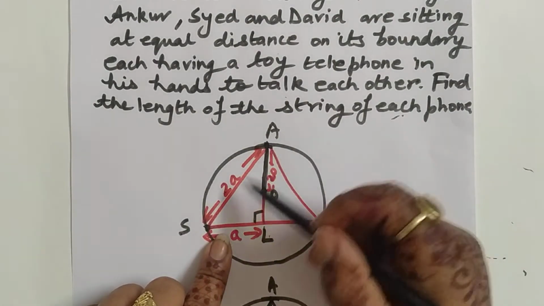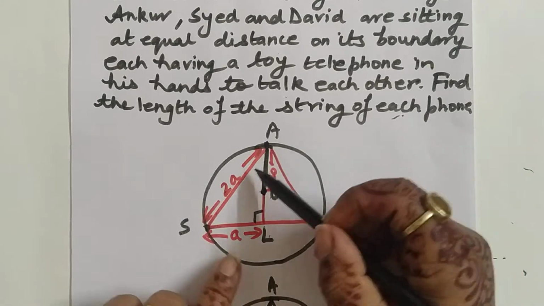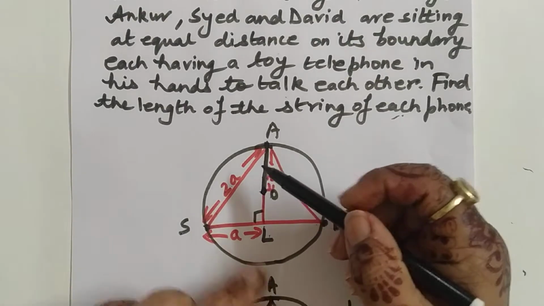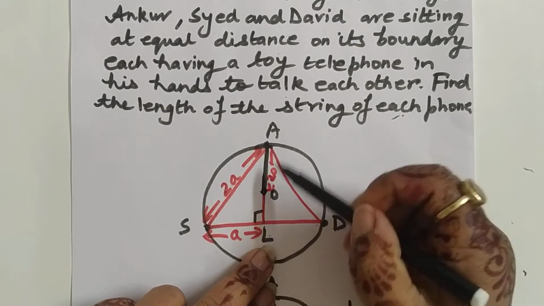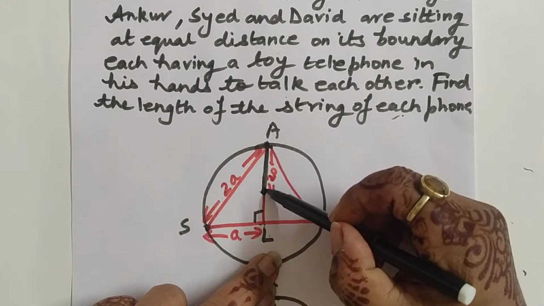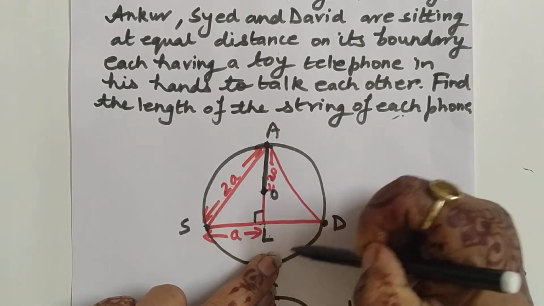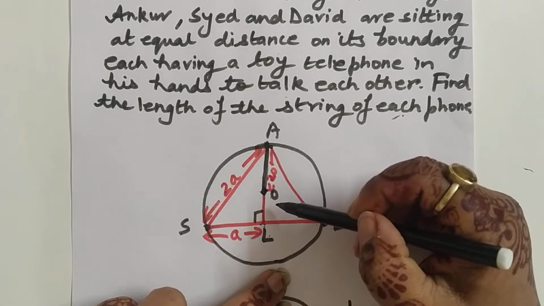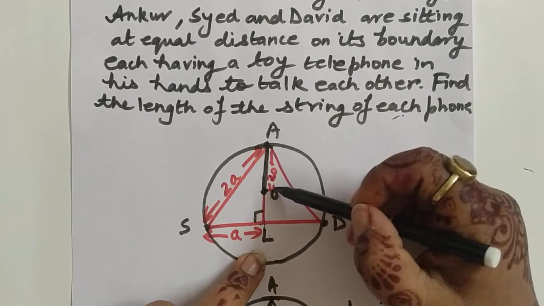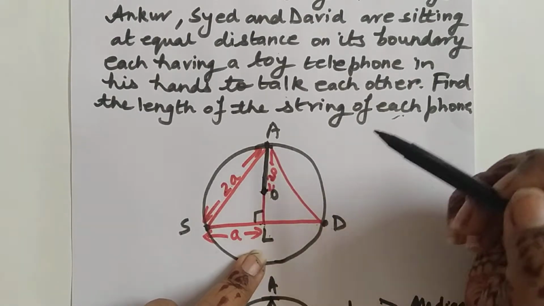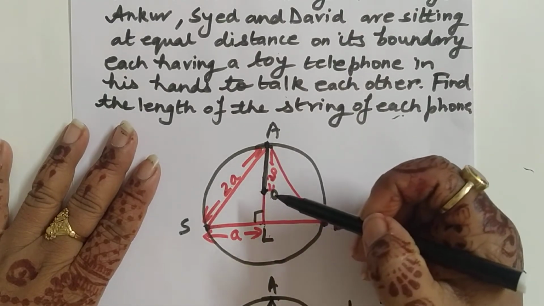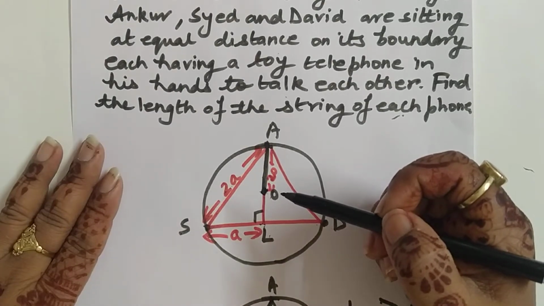Of course the length of the string will be equal to the distance between the two boys. So here I have assumed it as 2a. Why have I assumed it as 2a? Because I am going to tell you. First of all, we will draw a perpendicular. This perpendicular will go from the center, because this circle is the circumcircle of this equilateral triangle, and this OA, that is the radius, is given as 20. The perpendicular in an equilateral triangle always behaves like a median.